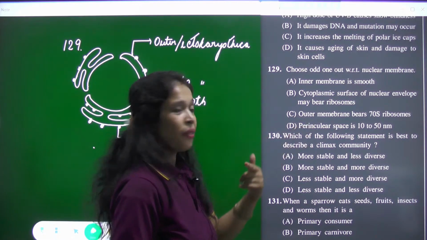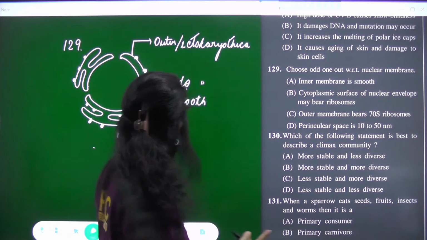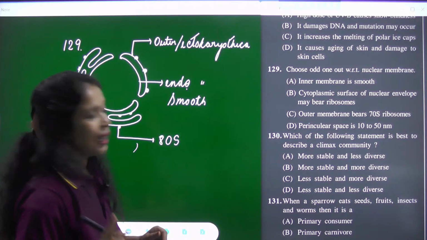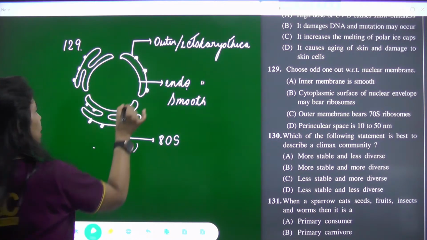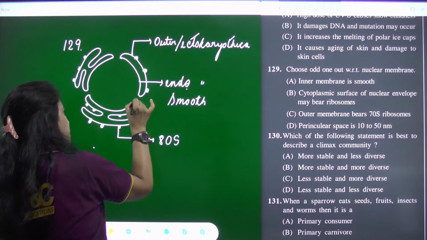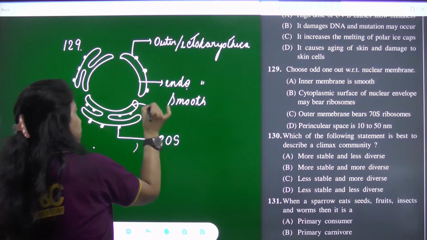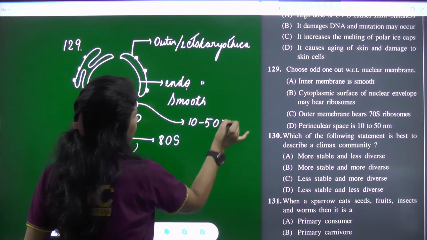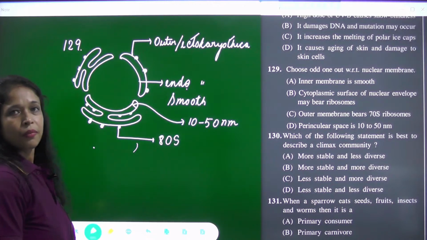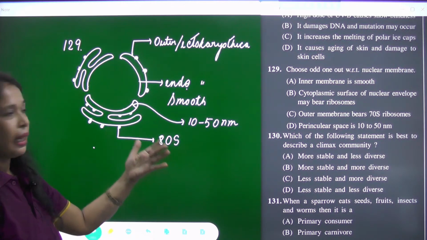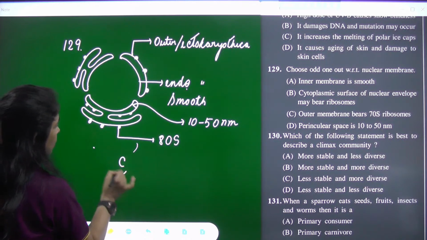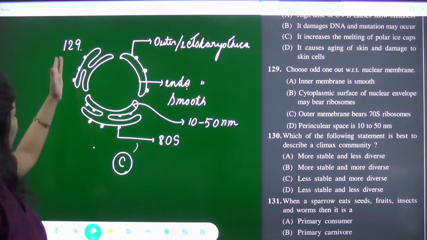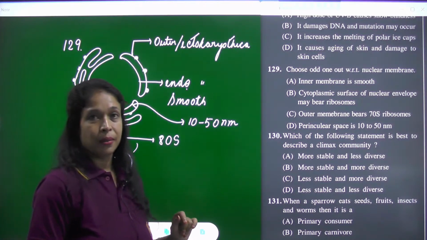Outer membrane bears 70S ribosome? No, it is 80S. Perinuclear space is 10 to 50 nanometer. Very, very true. This is perinuclear space, space between outer and inner nuclear membrane. And what is the measurements given in NCERT? 10 to 50 nanometer. So कौन सा options odd हो गया है? That is C वाला. Outer membrane possess 70S. No, 80S होगा. So 129 के लिए C हो गया आंसर.